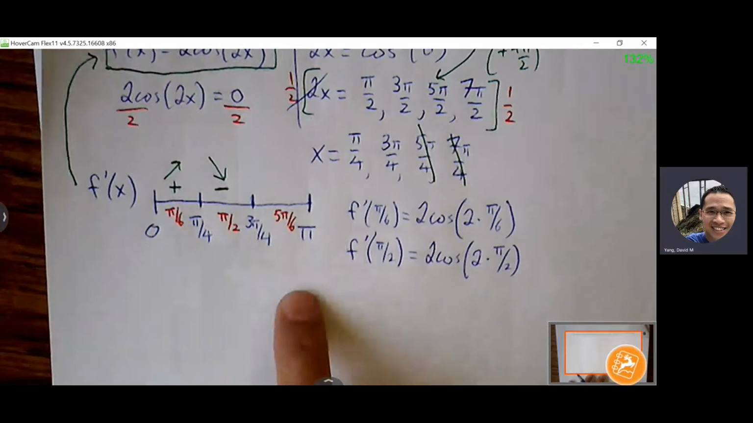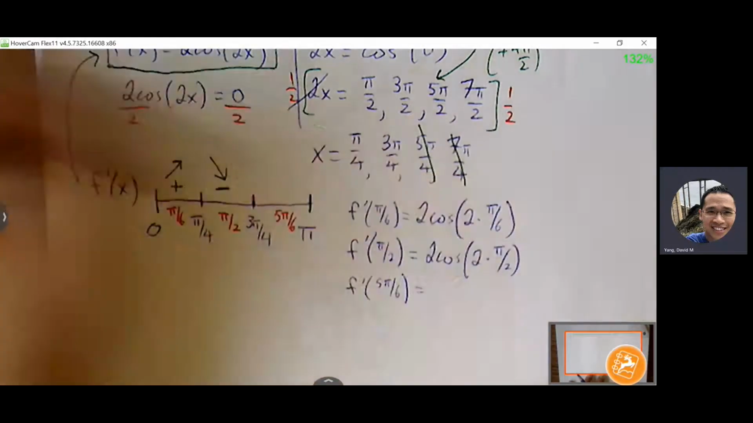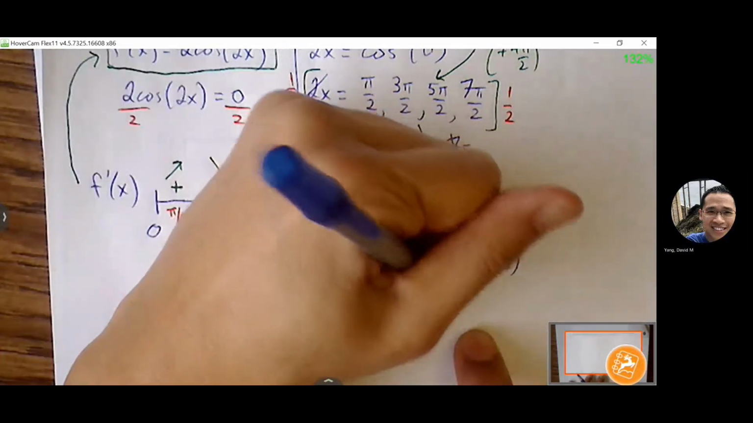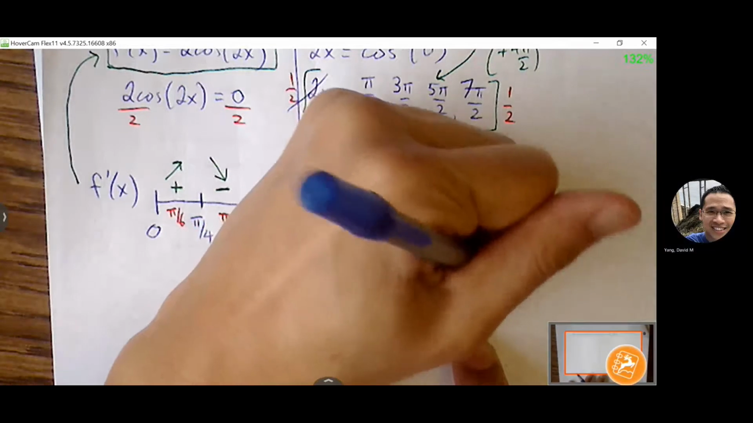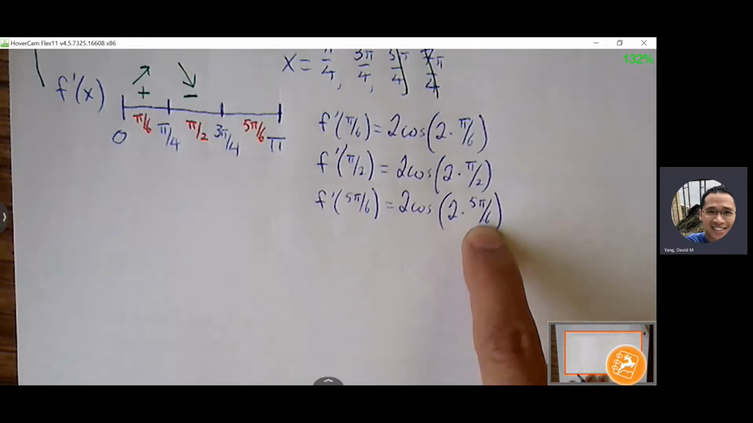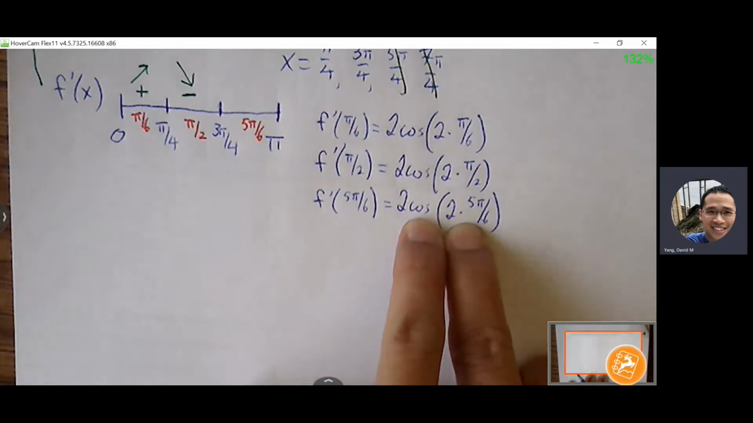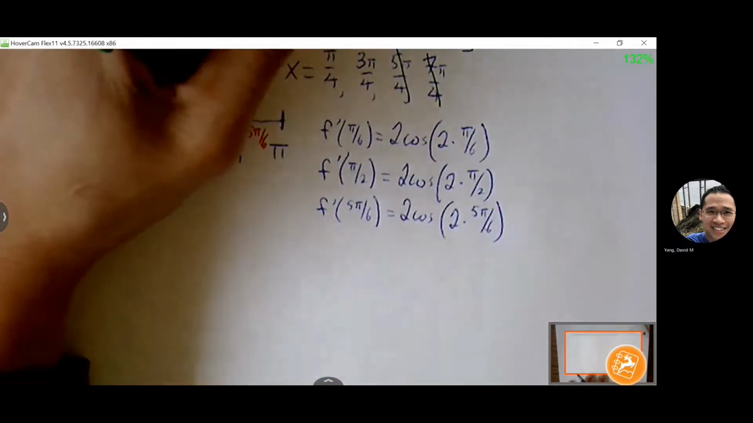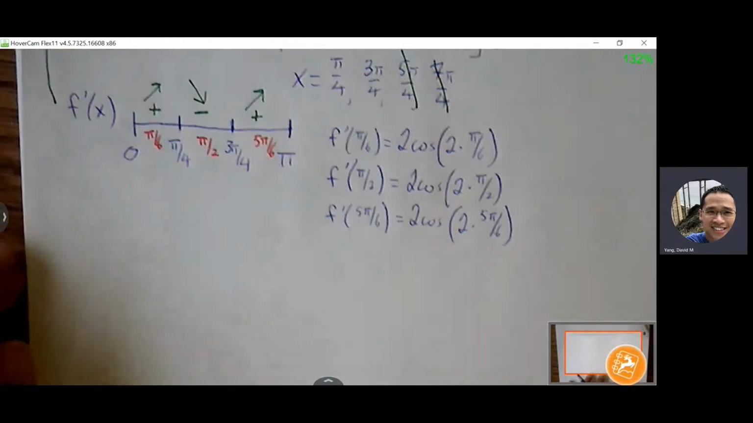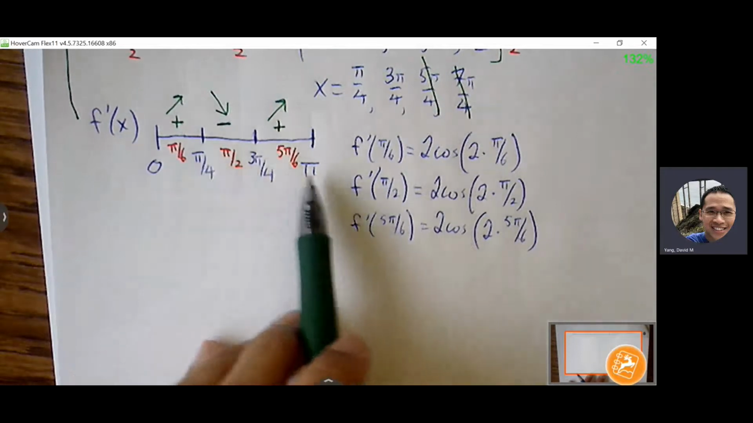Next up, we'll test 5 pi over 6. This becomes 5 pi over 3. 2 and 6 reduces. And cosine of 5 pi over 3, that's in the fourth quadrant. So what? Positive. Okay, so we know where the graph is increasing and decreasing.